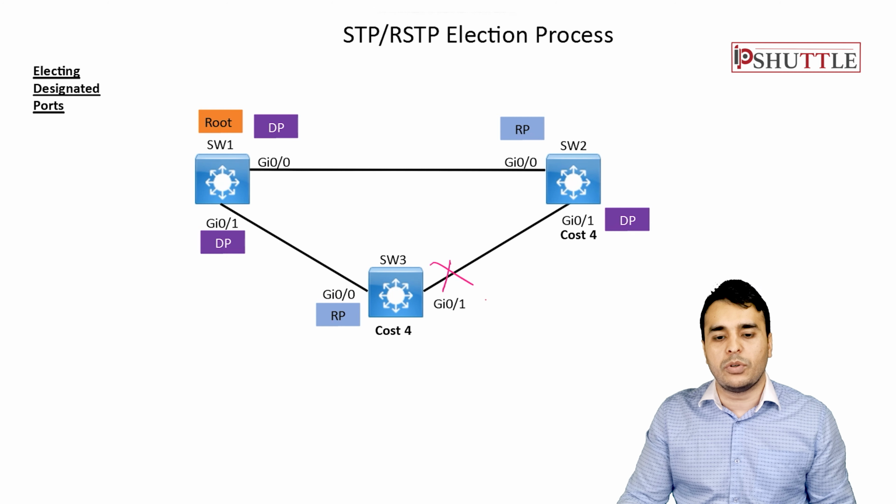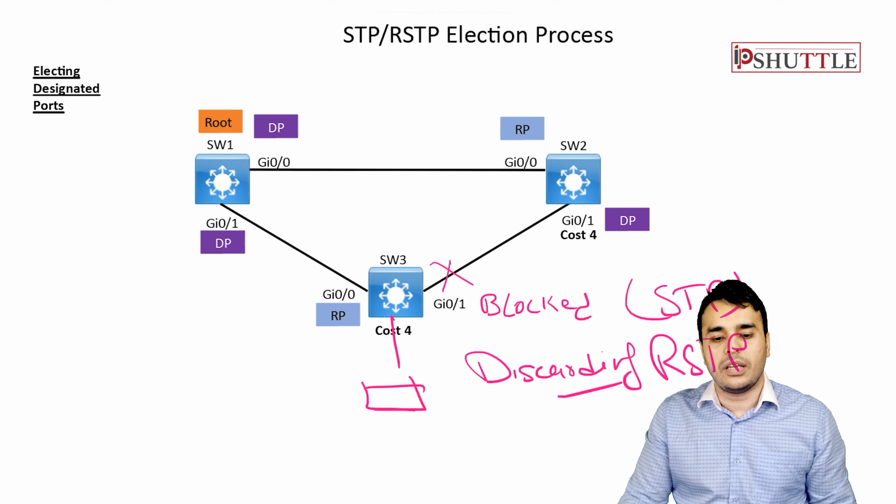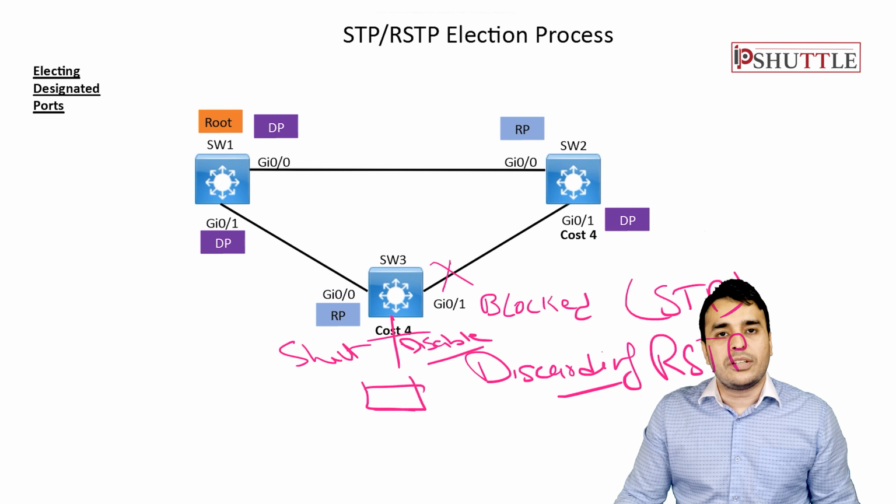The status of this port will be blocked if it is running STP. If it's running RSTP, it could be in the discarding state. The other status is disabled. Let's say you have another switch connected here and you have administratively shut it down, what's going to happen? This will be in a disabled state. That's how the election works. That's how we select all the ports and everything.